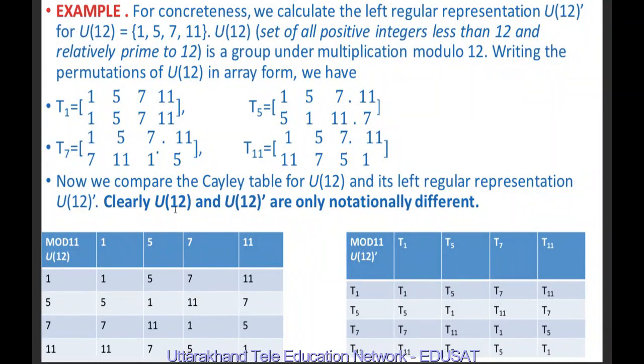So now first observe one thing. We discussed in one example, in which we had taken U12, that x square is 1. See, 1 star 1 is 1, 5 star 5 is 1, 7 star 7 is 1, 11 star 11 is 1. Now we compare the Cayley table U12 and its left regular representation U12 dash. U12 and U12 dash are only notationally different. Otherwise, there is no difference in this.